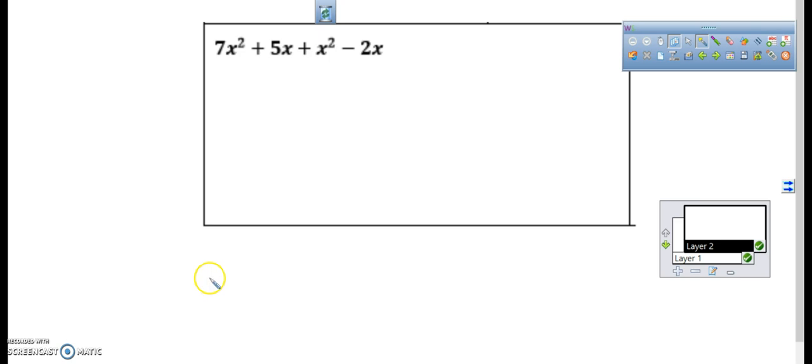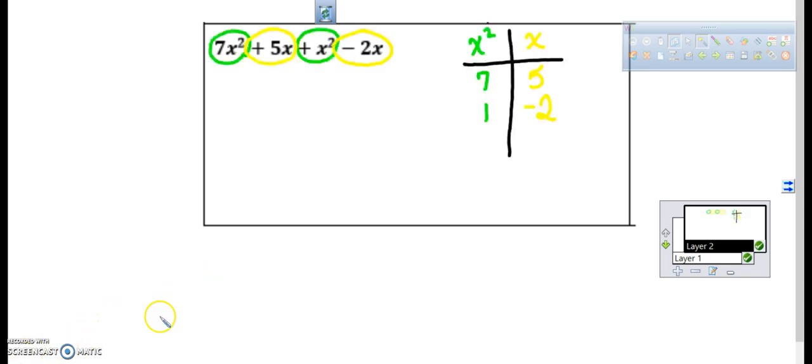Our final example is 7x squared plus 5x plus x squared plus negative 2x. Go ahead and color code your like terms or put it in a chart and then turn the video back on to see how you did. Okay, you should have gotten that 7x squared and x squared were like terms, and that 5x and minus 2x were like terms. If you didn't get that, then you may want to fix your paper right now, and then I want you to combine the like terms on your own, and turn the video back on to see how you did.